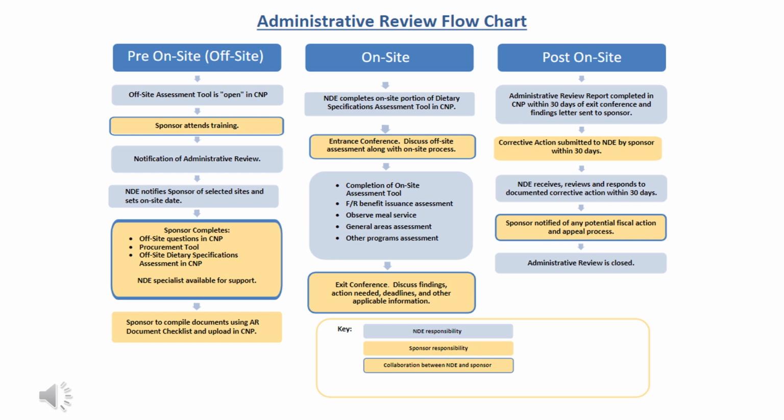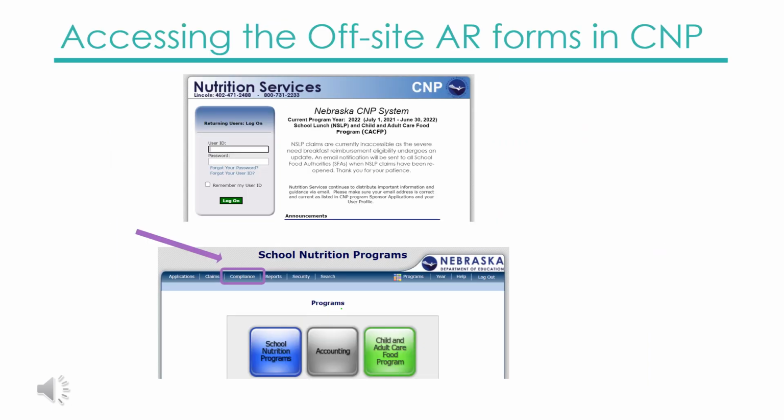You can determine which action is the school's responsibility or NDE's responsibility by noticing the color of each box. All gray filled boxes are NDE's responsibility. All yellow filled boxes are the school's responsibility, and any yellow filled box with a blue frame will be a collaboration between NDE and the school or sponsor. The administrative review areas the state agency is responsible for reviewing will be identified in detail shortly.